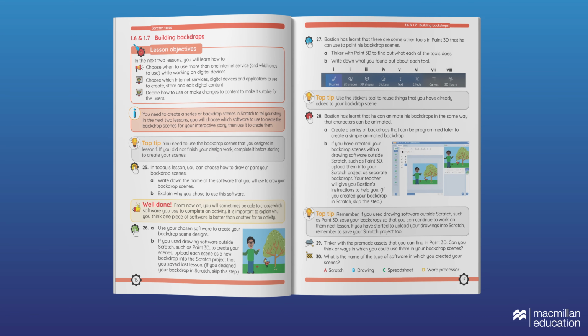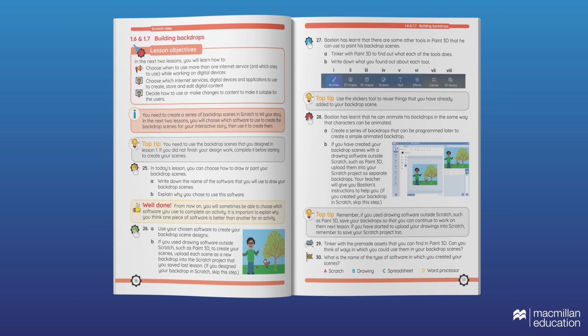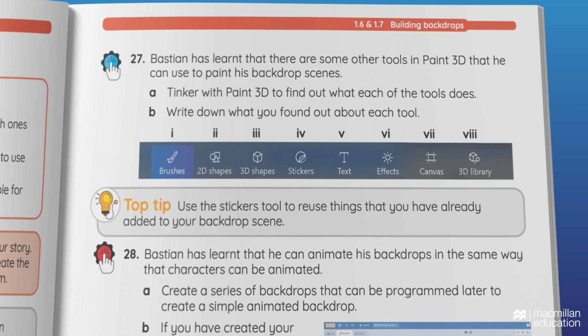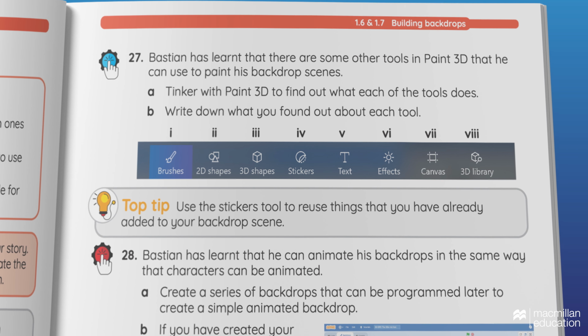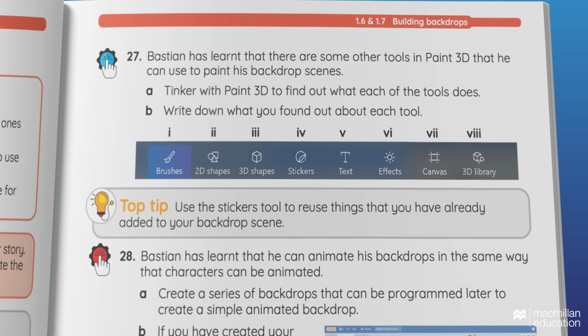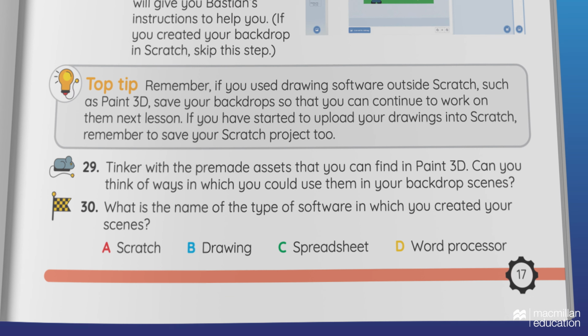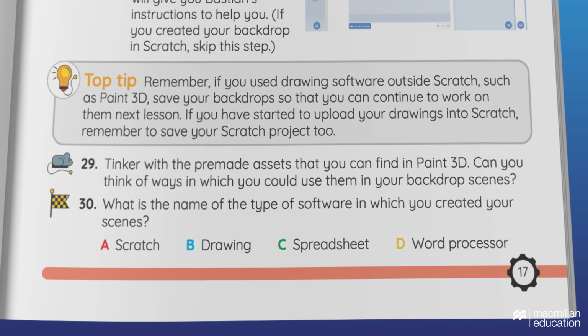In this session, they're going to look very much at building their own backdrops. And again, this is a double lesson to allow the children time to produce a decent backdrop or several backdrops in order to animate their interactive story. They're going to have a chance to tinker with some of the tools, particularly Paint 3D, and learn about some of the specific tools within that. The students are not expected to get to the final activities, but they're there to provide that challenge and extension should they need it. At the end of every lesson, there's those little checkpoint questions to remind them.